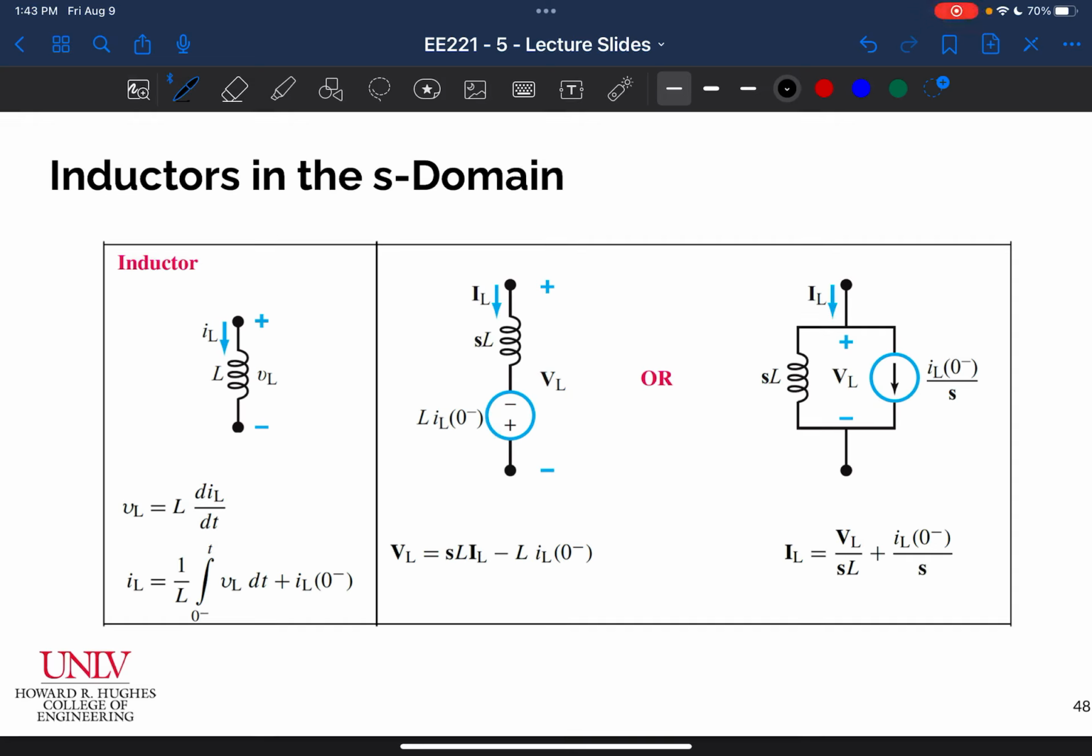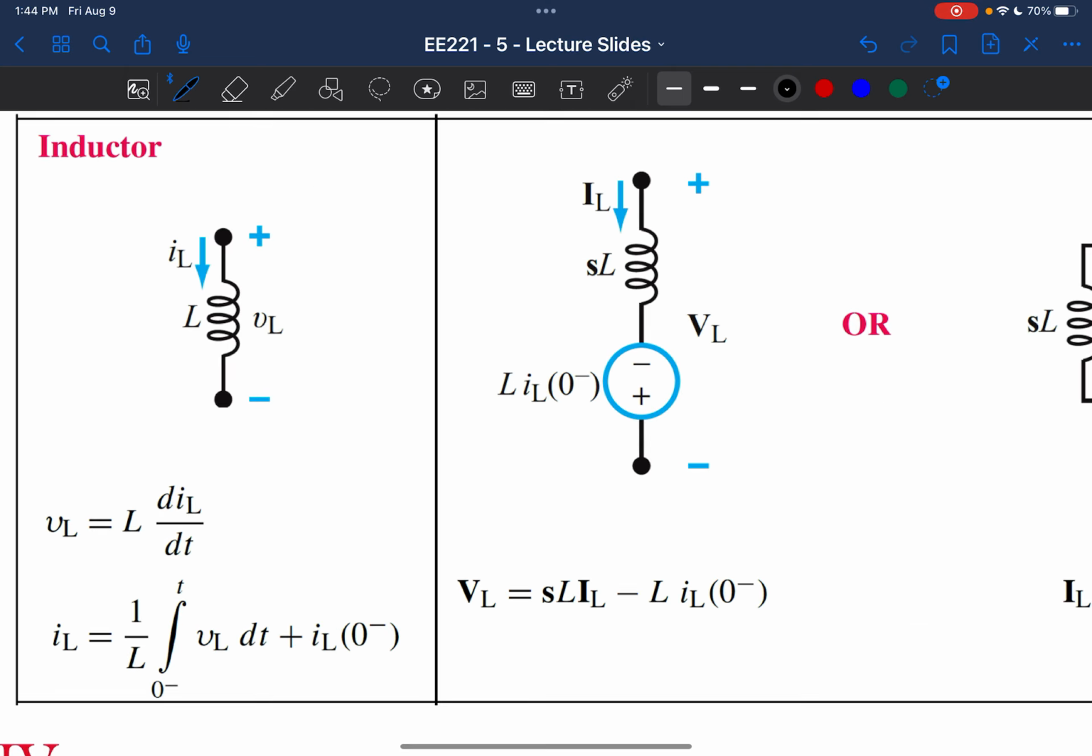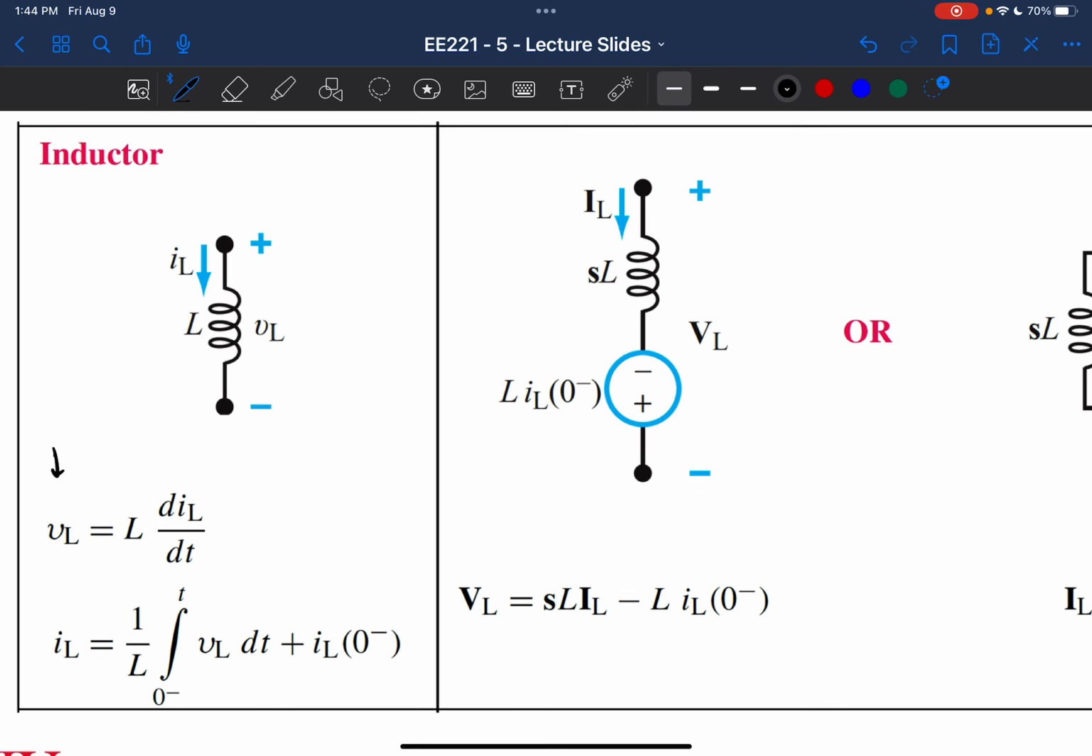All right, so inductors in the S domain obviously look a little bit scarier, but really nothing crazy here. Let's break this slide down. First and foremost, we know that the voltage across an inductor in the time domain is equal to L multiplied by the derivative with respect to time of the current through the inductor.